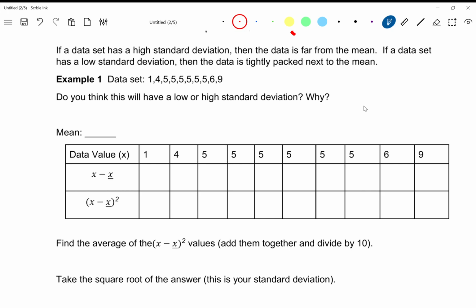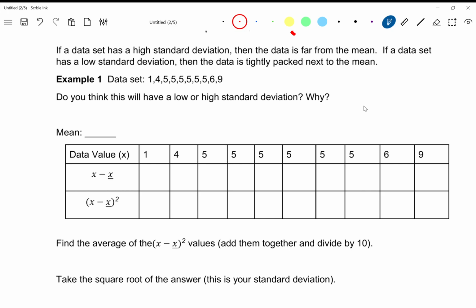It says, do you think this will have a low or a high standard deviation? Why? Well, I'm going to think that it has a very low standard deviation because to me it looks like a lot of the numbers are compacted right towards the middle. And that would kind of tell me that it's highly concentrated, so a low standard deviation would mean that the numbers don't go very far away from the middle. That's kind of how I think about it in my head. So I'm going to guess this one's low.